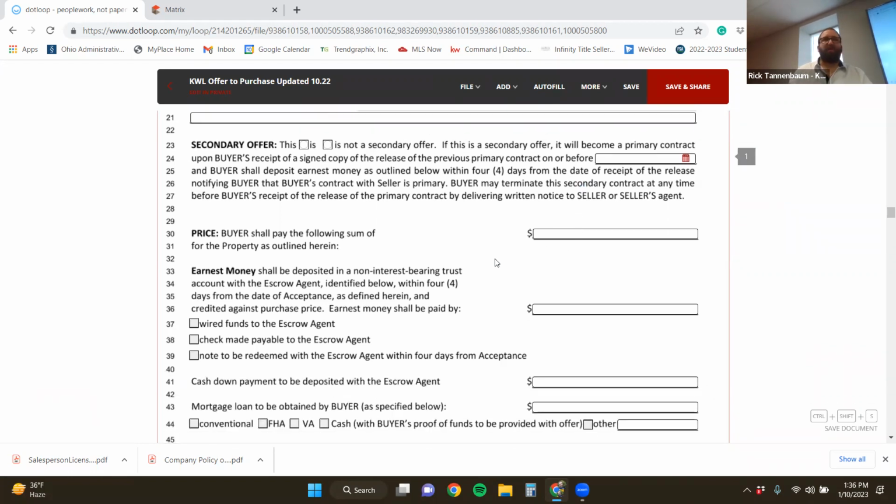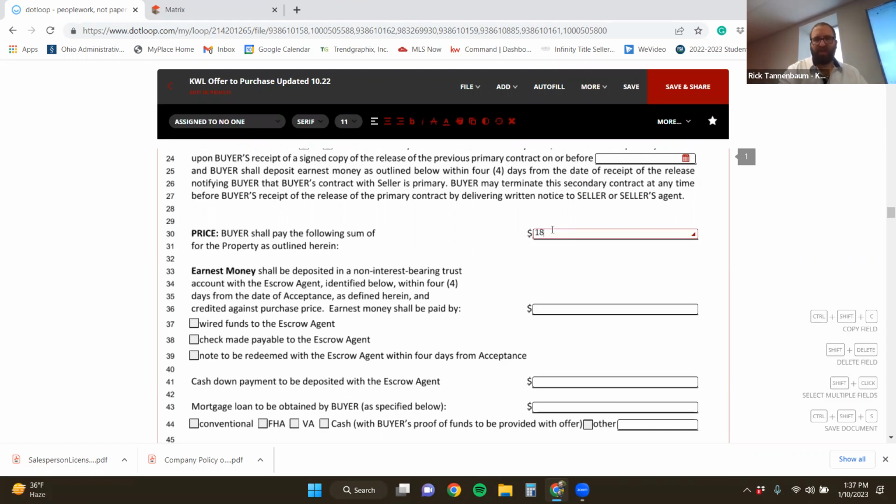Next section, the price, pretty self-explanatory. We're writing the offer for 180, so we put in 180 here.